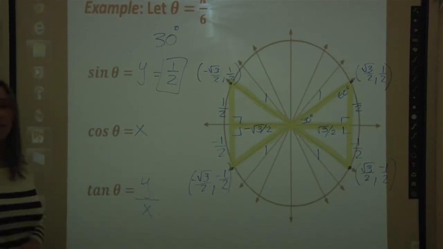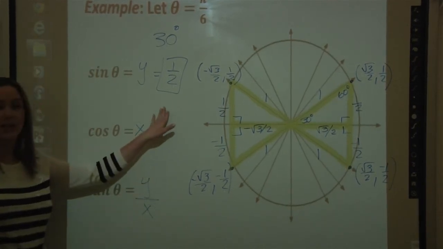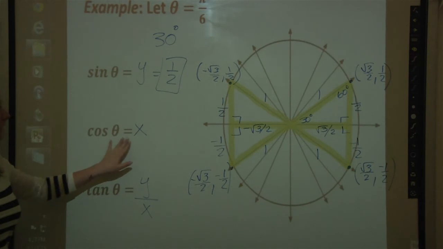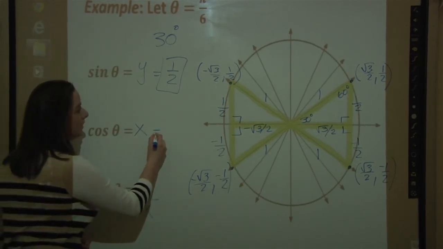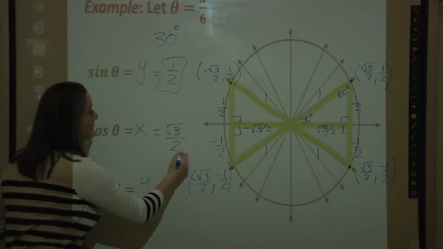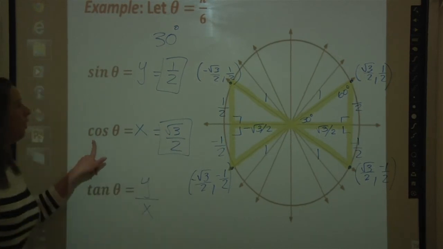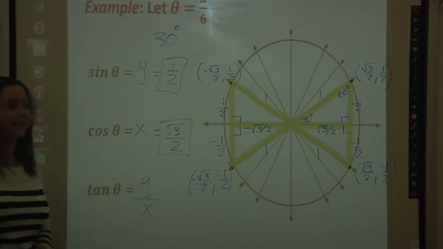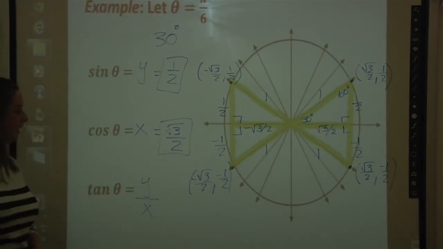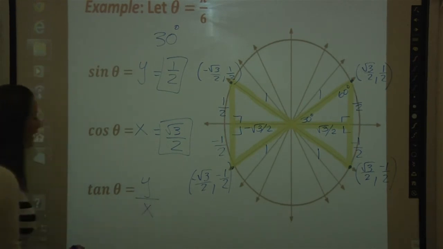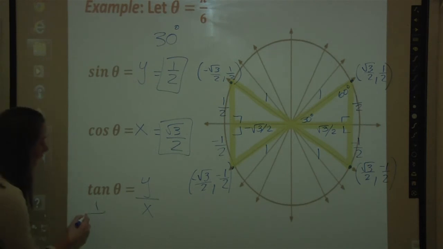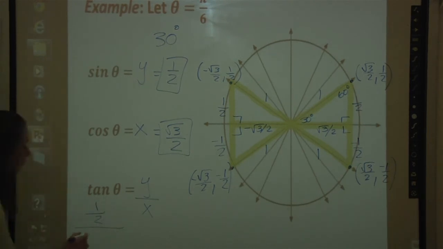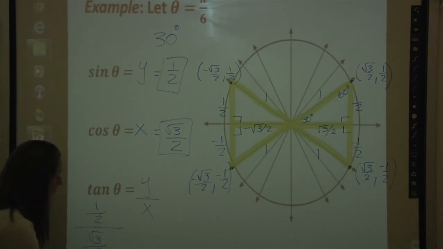So sine of pi over 6, or 30 degrees, is 1/2. Cosine is our x value. This is going to be radical 3 over 2. So cosine of pi over 6 is going to be radical 3 over 2. Our last problem is going to be tangent. Tangent is going to be y, which is 1/2, all over x, which is radical 3 over 2.